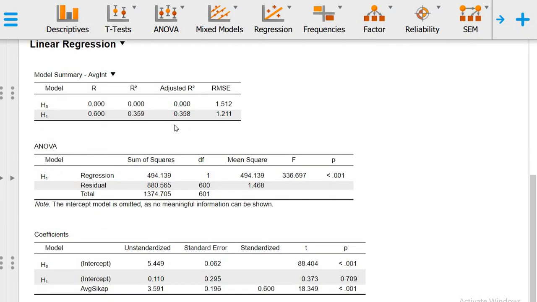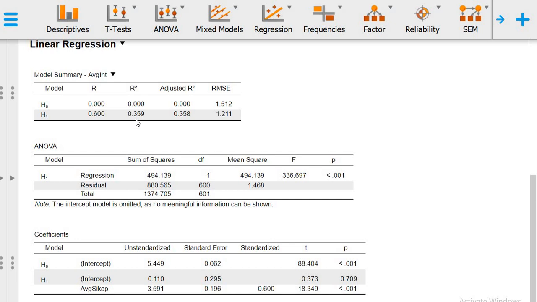model summary, and then the Anova table. So here in this model summary, we will be looking at the R square value. In this case, this is the baseline model, and then here we have the model that we are testing, H1. So the R square value is 0.359. So what does this mean?